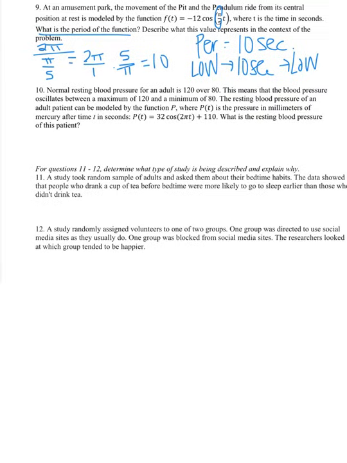And then number 10, normal resting blood pressure is given by that function. What is the resting blood pressure of this patient? So normally it oscillates between 120 and 80. So the maximum is 120, the minimum is 80. So we say that that's 120 over 80. So this is also looking for the max and the min.